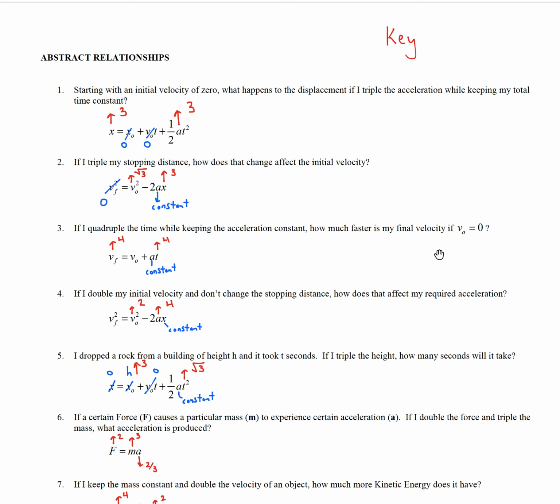At the abstract relationships. And really what this is, we are looking at how one variable is affected by changing the other. And when I say changing, I mean like doubling, tripling, quadrupling, increasing it by 20%. This is a multiplication thing. It is very rare that we ever want to discuss what happens if I add 3 to the velocity or I subtract 10 from the acceleration.